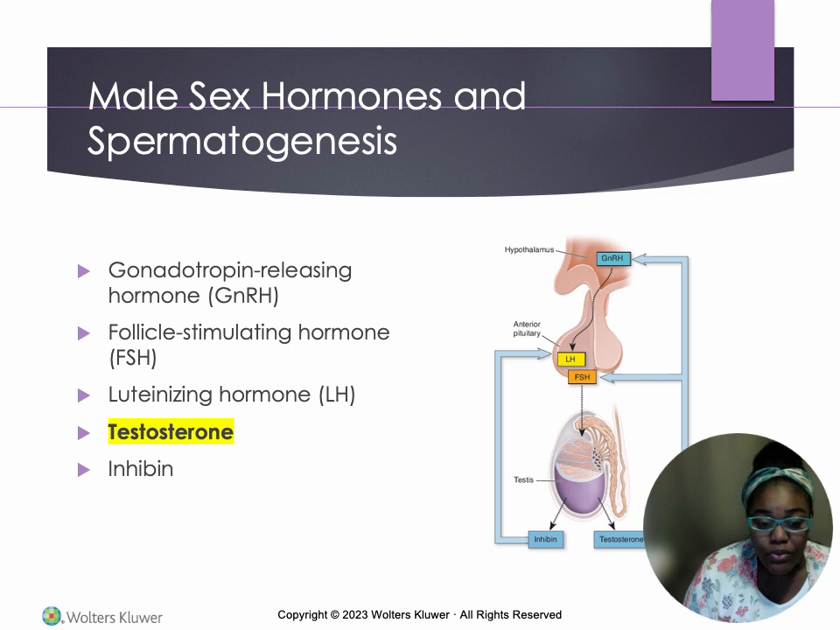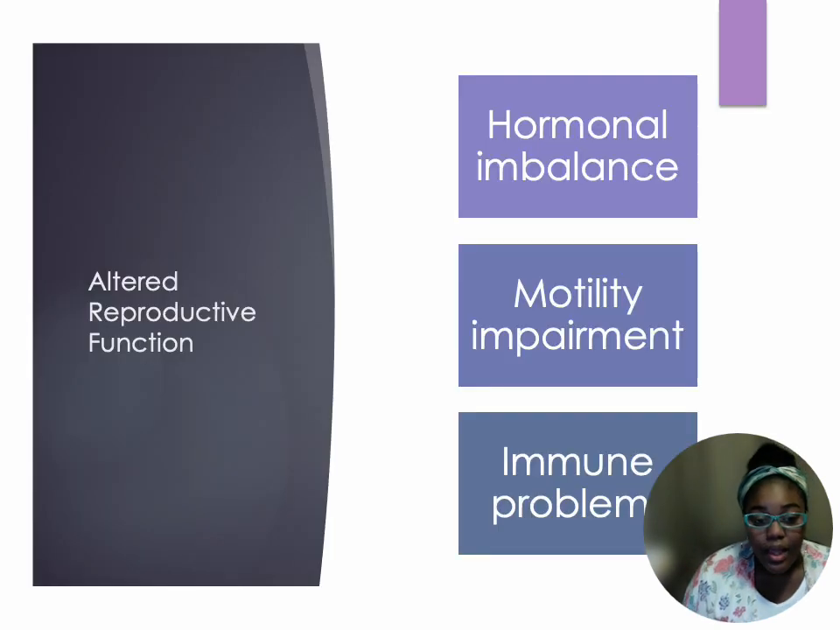The gonadotropin releasing hormone, follicle stimulating hormone, and luteinizing hormone all act in tandem to help release testosterone, particularly to help with male reproduction. So we have different ways that we can alter reproductive function, and this can happen in males and females.